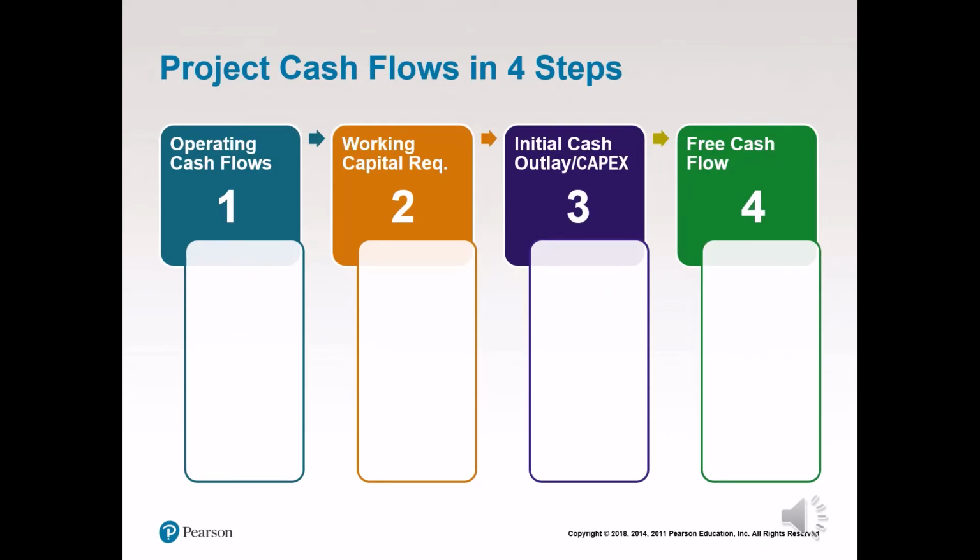The 4 steps in projecting cash flow are: first, identify your operating cash flow. Second, compute the working capital requirements. Third, find or calculate your initial cash outlay. That includes capital expenditures. And fourth, determine your free cash flow.